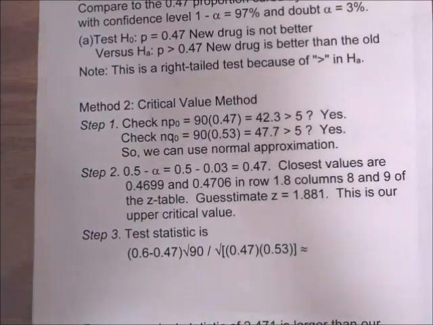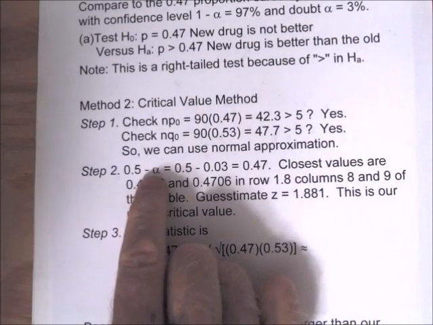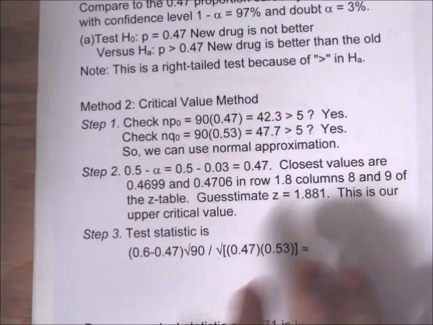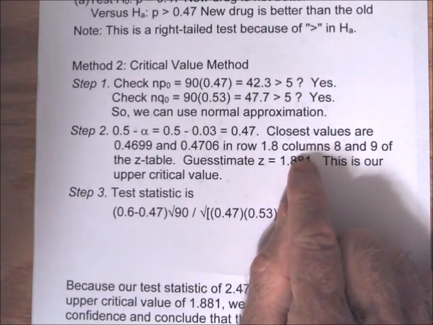We don't need to use 1 minus alpha over 2. We're just going to do 0.5 minus alpha. 0.5 minus 0.03 is 0.47. And we'll look for 0.4700 in the body of the Z table.